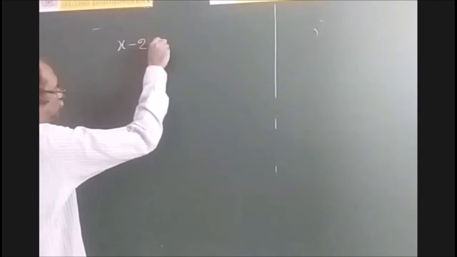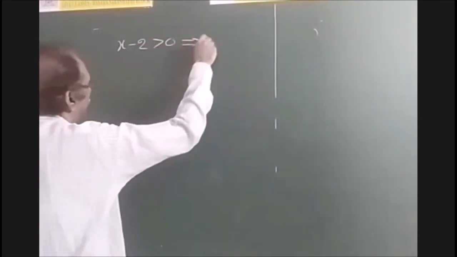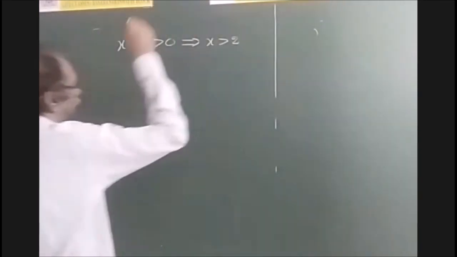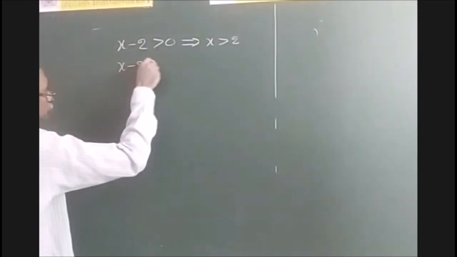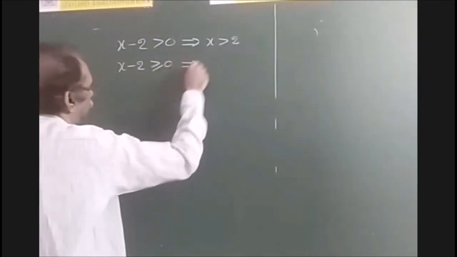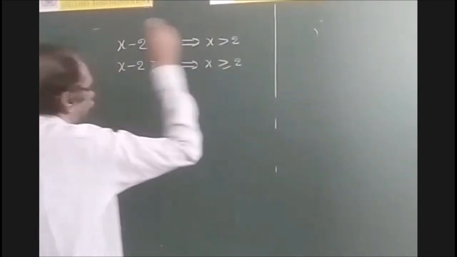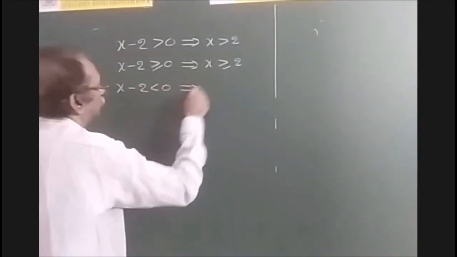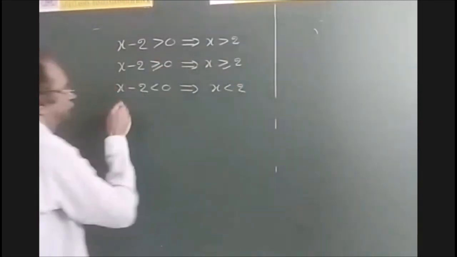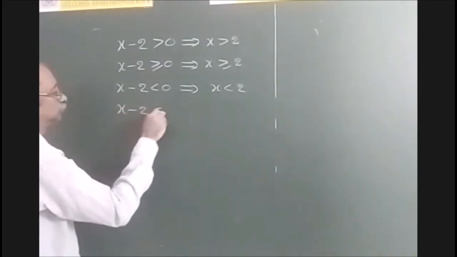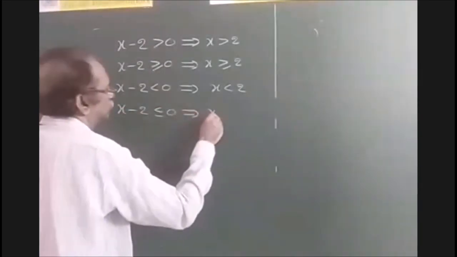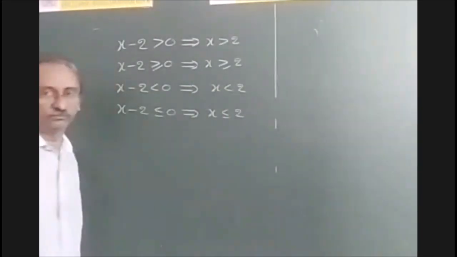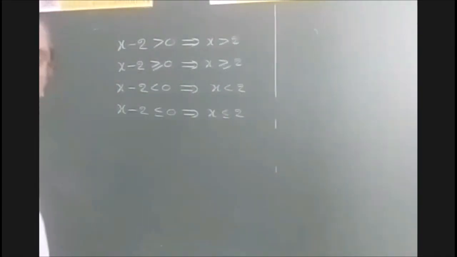Now see once again the basic inequalities. You know, x minus 2 greater than 0 implies x greater than 2. x minus 2 greater than or equal to 0 is x greater than or equal to 2. x minus 2 less than 0 gives x less than 2. And x minus 2 less than or equal to 0 gives x less than or equal to 2. So I think you know these very well.